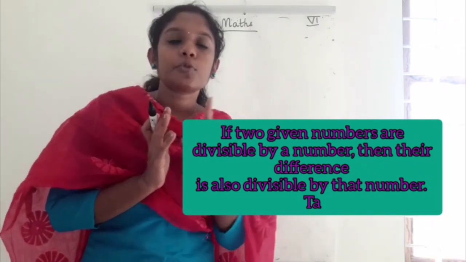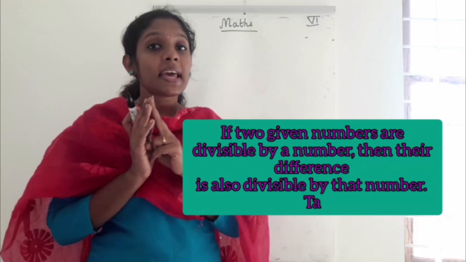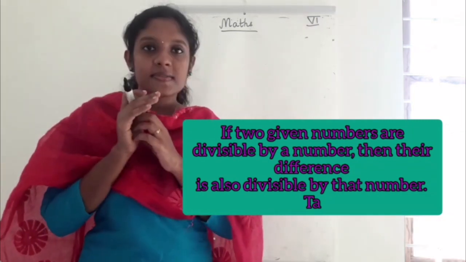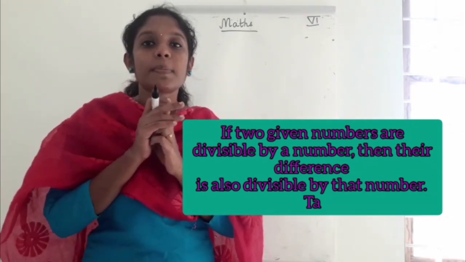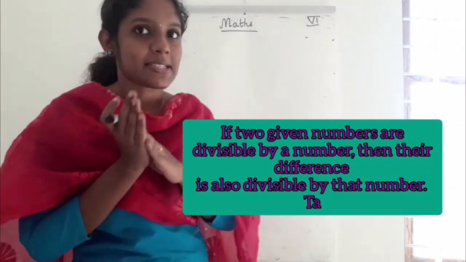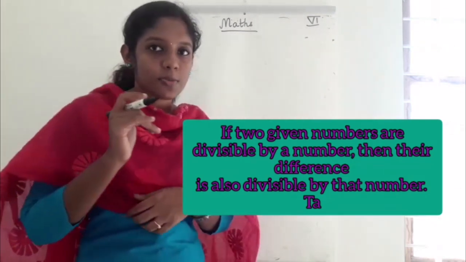Like we have studied that if two numbers are divisible by a number, then their sum is also divisible by the number. Now we will say that if two numbers are divisible by a number, then their difference, that is when you subtract them, will also be divisible by that number.